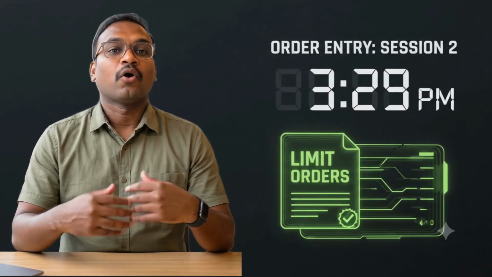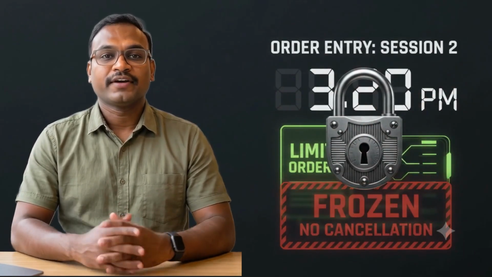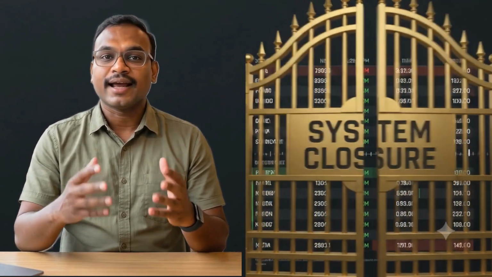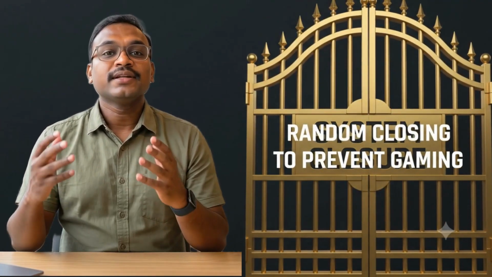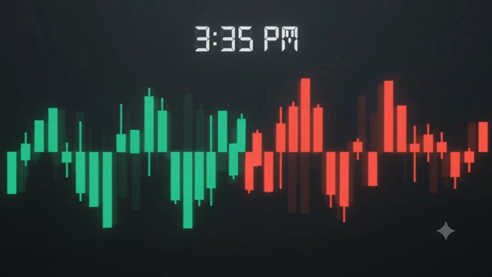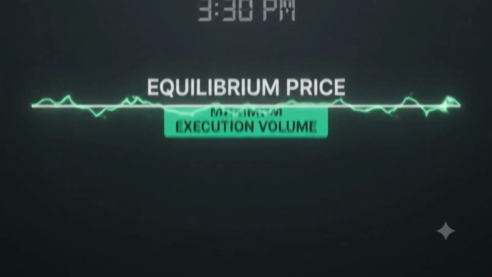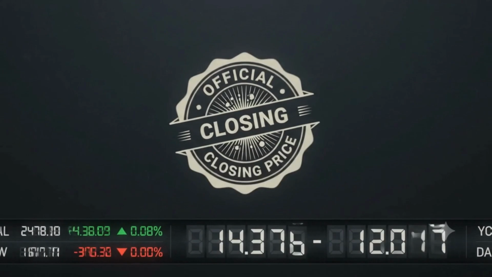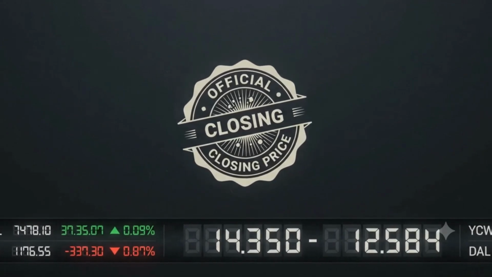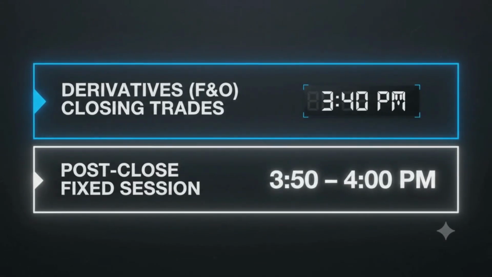3:25 to 3:30 pm, order entry session 2. Only limit orders now. You can place or modify these, but market orders are frozen and can't be cancelled. To stop last second gaming, this window closes at a random, system driven moment between 3:28 and 3:30 pm. 3:30 to 3:35 pm, the exchange matches everything at the single equilibrium price, the price where the maximum volume can execute. That becomes the official close. F&O contracts on these stocks keep trading until 3:40 pm and a post-close session runs to 3:54 pm.